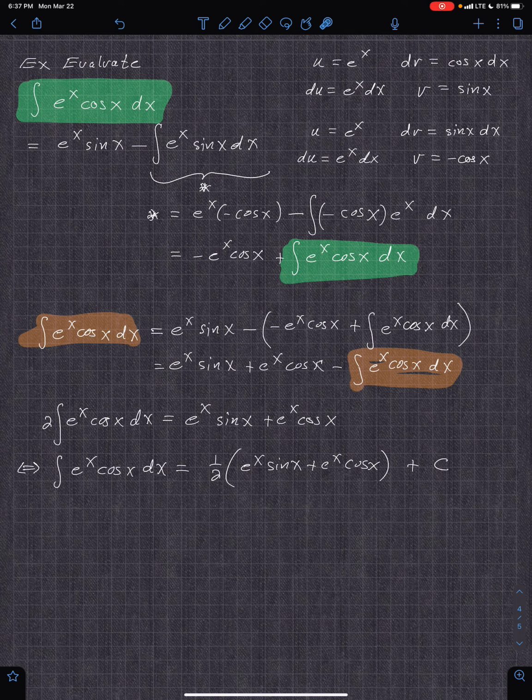Okay, so a lot to practice on this. There's a lot of integrals posted you can do or look up, and practice these integration techniques.